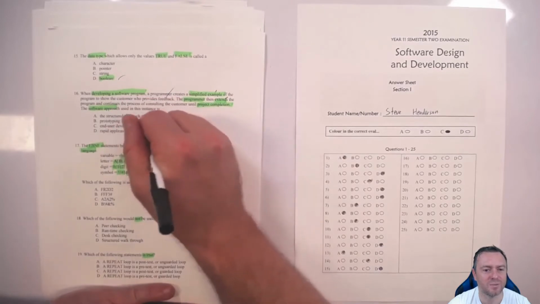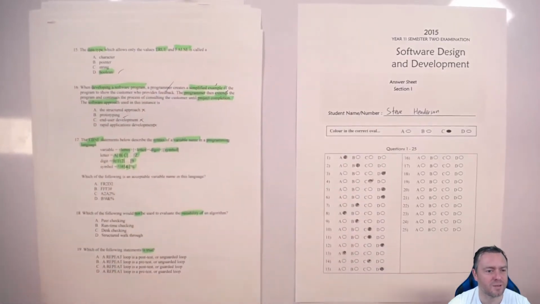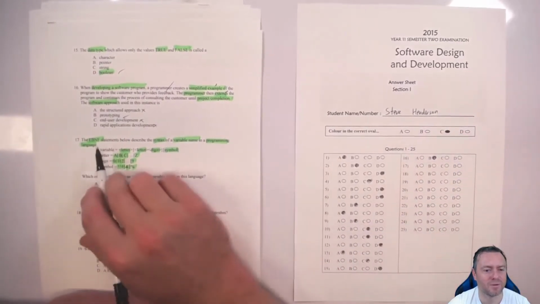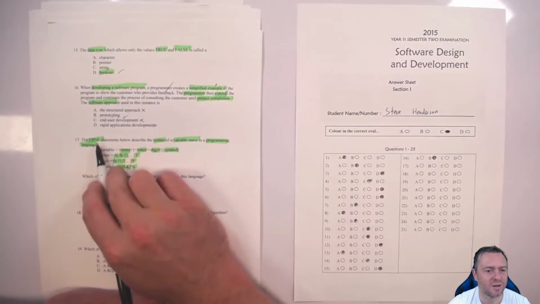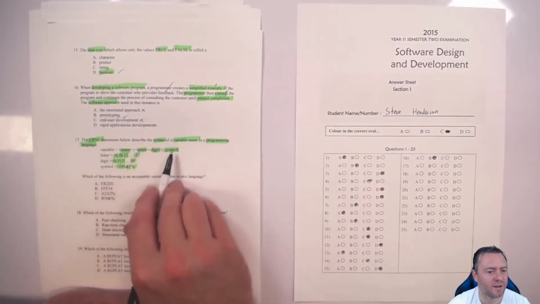It can't be structured because it's going back and forth with the customer. Can't be end user because it's already something that exists, and it can't be rapid because, again, the product already exists. So you're trying to get those examples back and forth to the customer to provide that feedback.